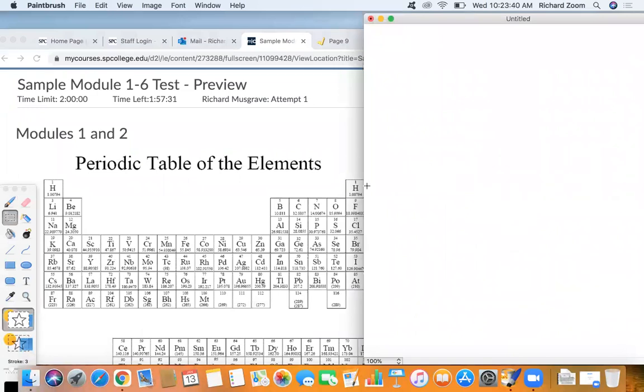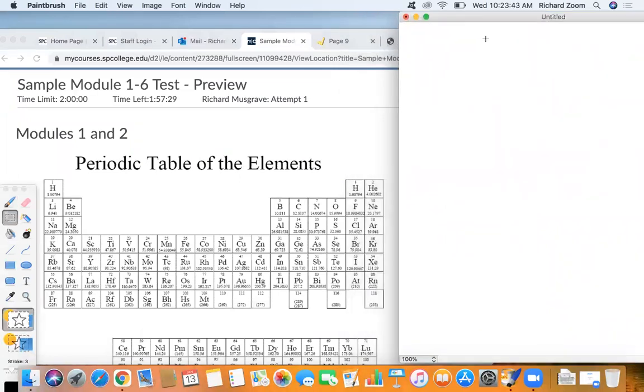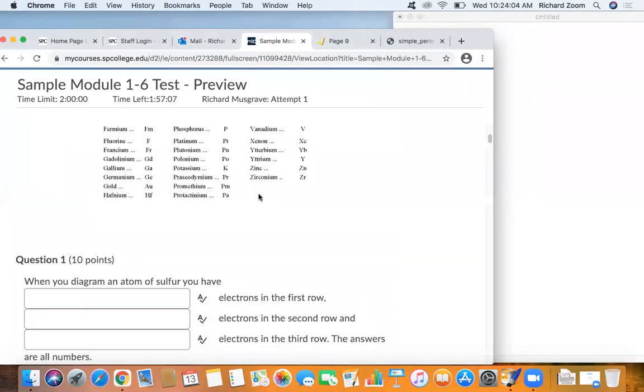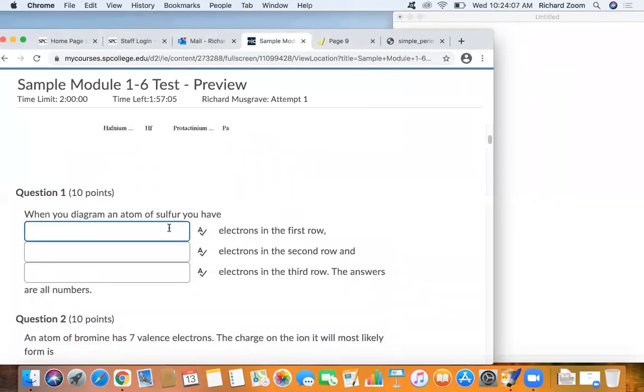But let's say you were looking at sulfur. Look where it is on the periodic table. Sulfur's down here. You'd have two in the first row. Remember, H is just mentioned twice here, so it's really just two. Then you've got 8 in the second row, and then you've got 1, 2, 3, 4, 5, 6 in the third row. So that's how you'd handle it for the question. So it'd be 2, 8, and then 6.